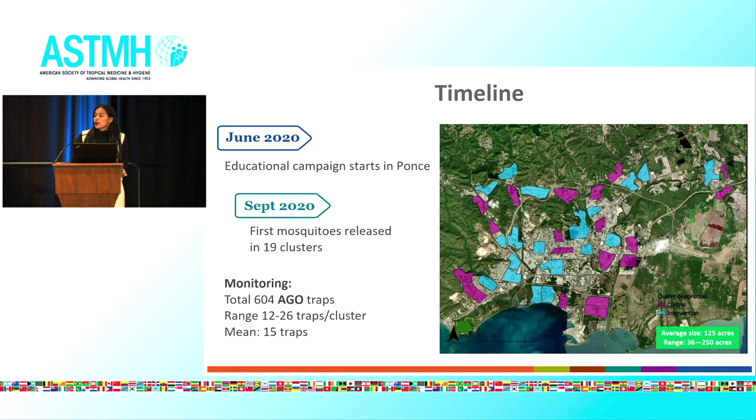We started the educational campaign in June 2020, and 3 months later, releases started in 19, or half of the study clusters. Female mosquitoes were monitored with autocidal gravid ovitraps. In the map, you can see the location of the 38 clusters of the study. The intervention clusters are in blue, and the control clusters are in pink.